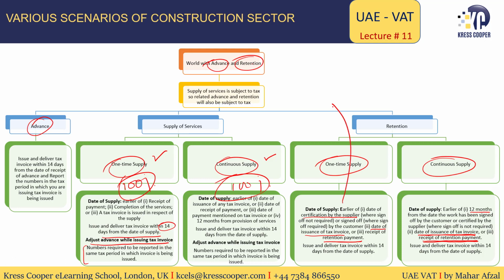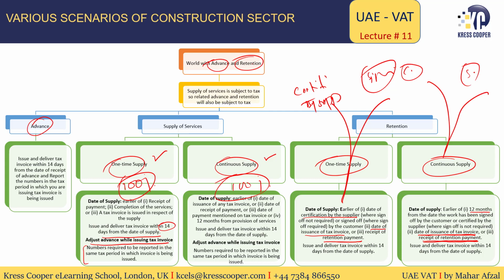Two things are here. One is certification by the supplier, one is sign off from the customer. These two things are applicable here as well: certification by the supplier and sign off by the customer. Here the time available is 12 months maximum from the date of sign off. Here the time available is 12 months maximum from the date of certification by the supplier. Here the time available is 14 days from the date of certification, and here the time available is 14 days from the date of sign off.